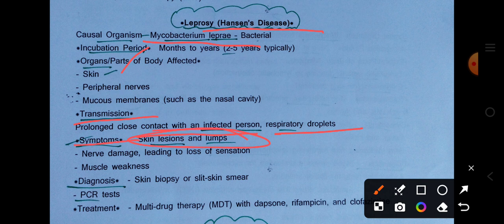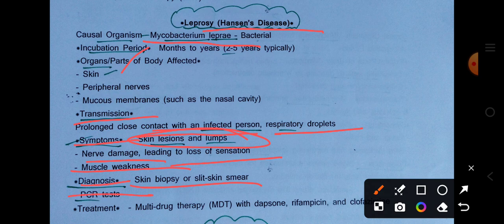Then symptoms: skin lesions and lumps. This is the main symptom of the disease. Nerve damage leading to loss of sensation, and muscle weakness. These are all symptoms of leprosy or Hansen's disease. Diagnosis can be done with skin biopsy or slit skin smear. Then PCR test can be used.